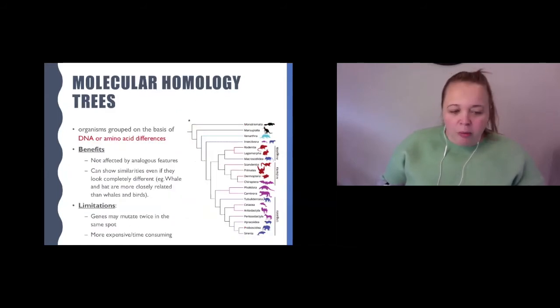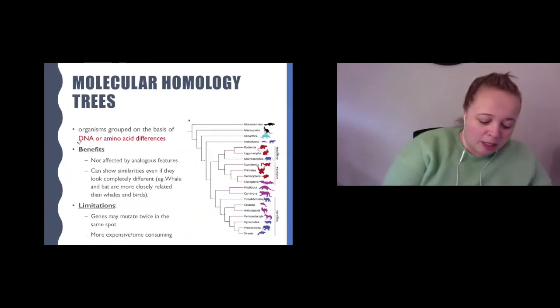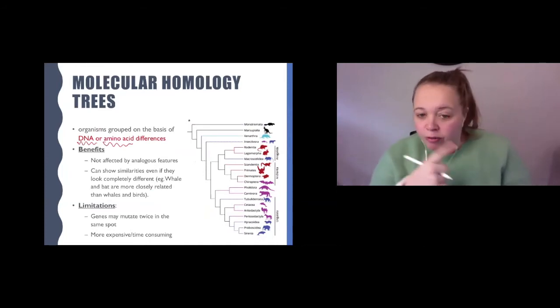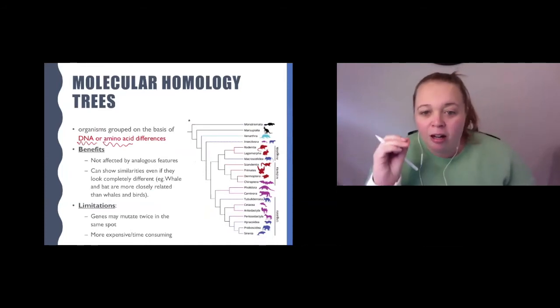All right, so what we use these days, and this isn't in your notes, so you will probably have to pause and write this in, is a molecular homology tree. This is based on the differences between the DNA or the amino acids. This is what we were talking about in the last video or two ago. This is molecular homology trees.